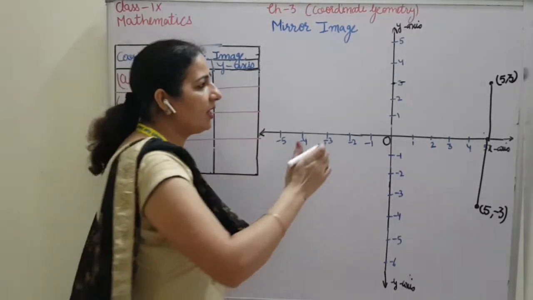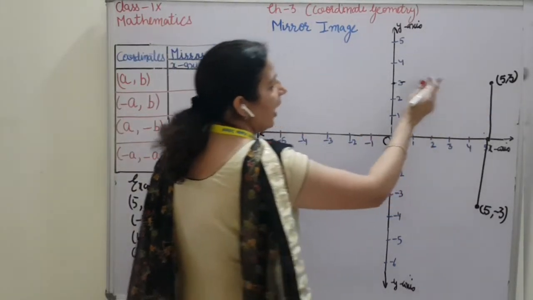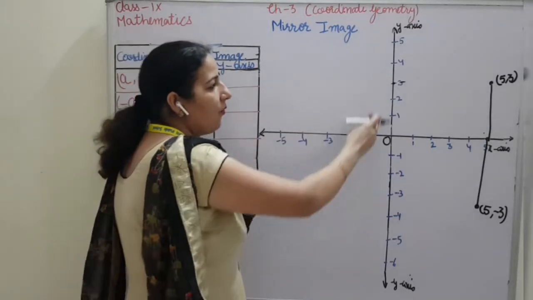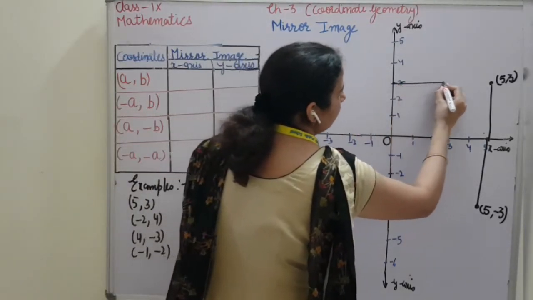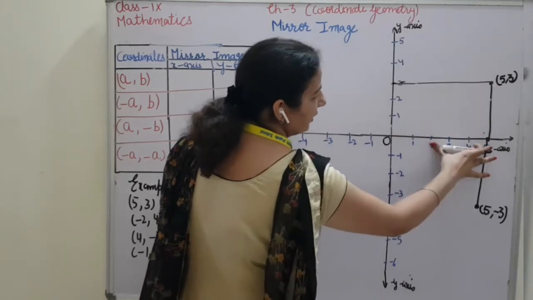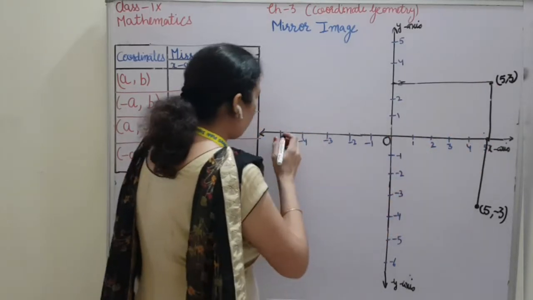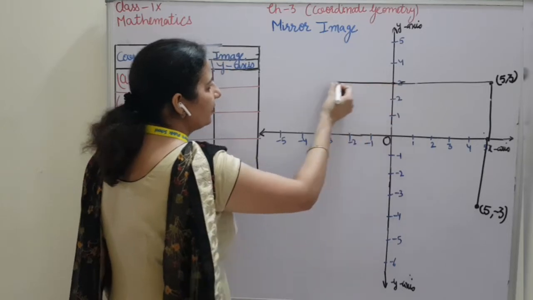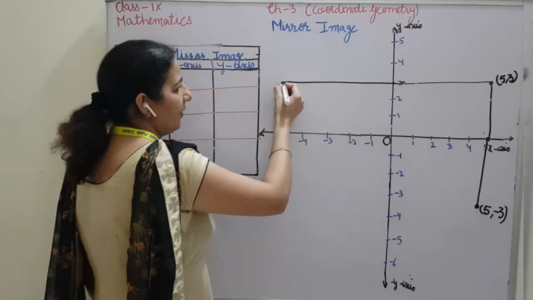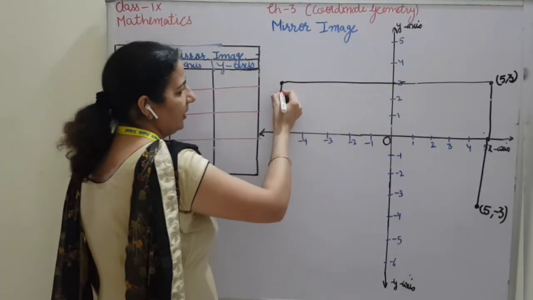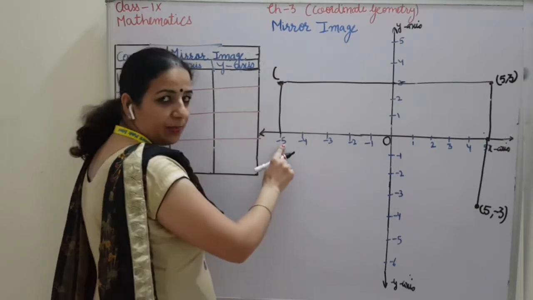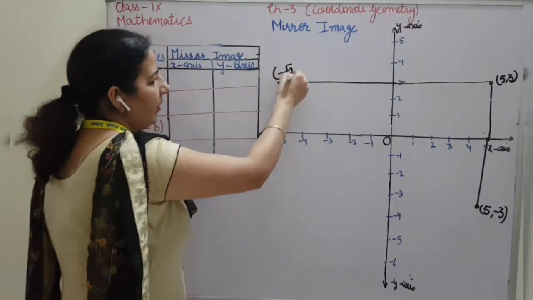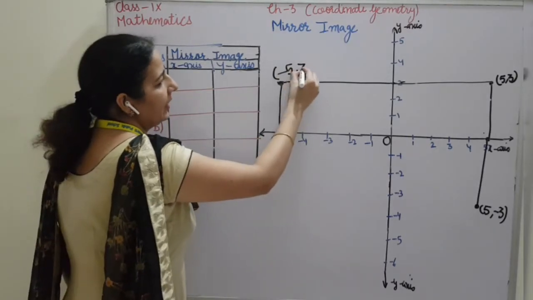Now what is the mirror image of 5,3 regarding the y-axis? It means now the y-axis is a mirror. If the y-axis is a mirror, first calculate this distance. This distance is 5 units. So go 5 units this side. Close this mirror. I have closed this mirror, and the point will be this. And who will tell me this point? First the x point will come, so minus 5. Then the y point will come, it is 3.